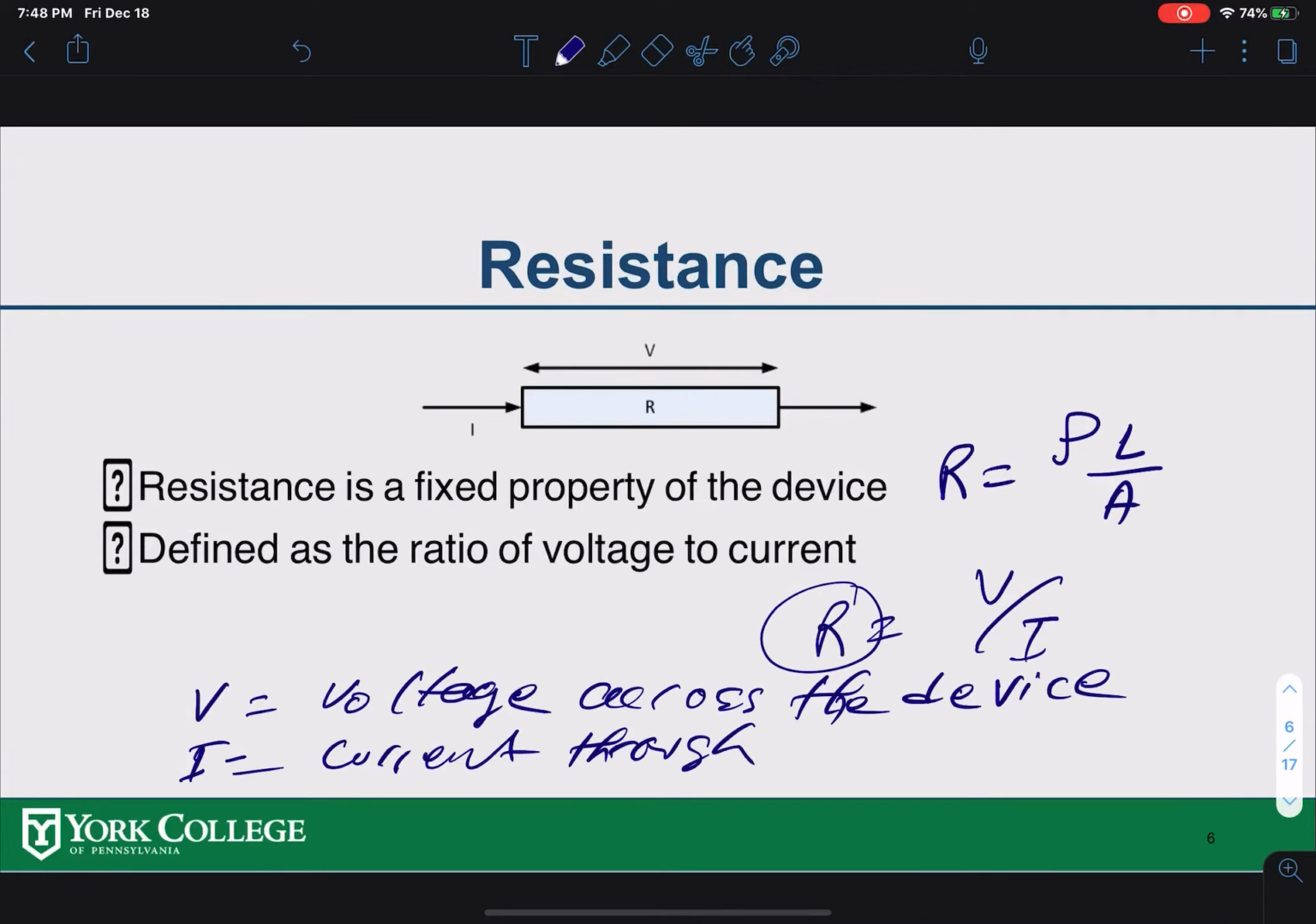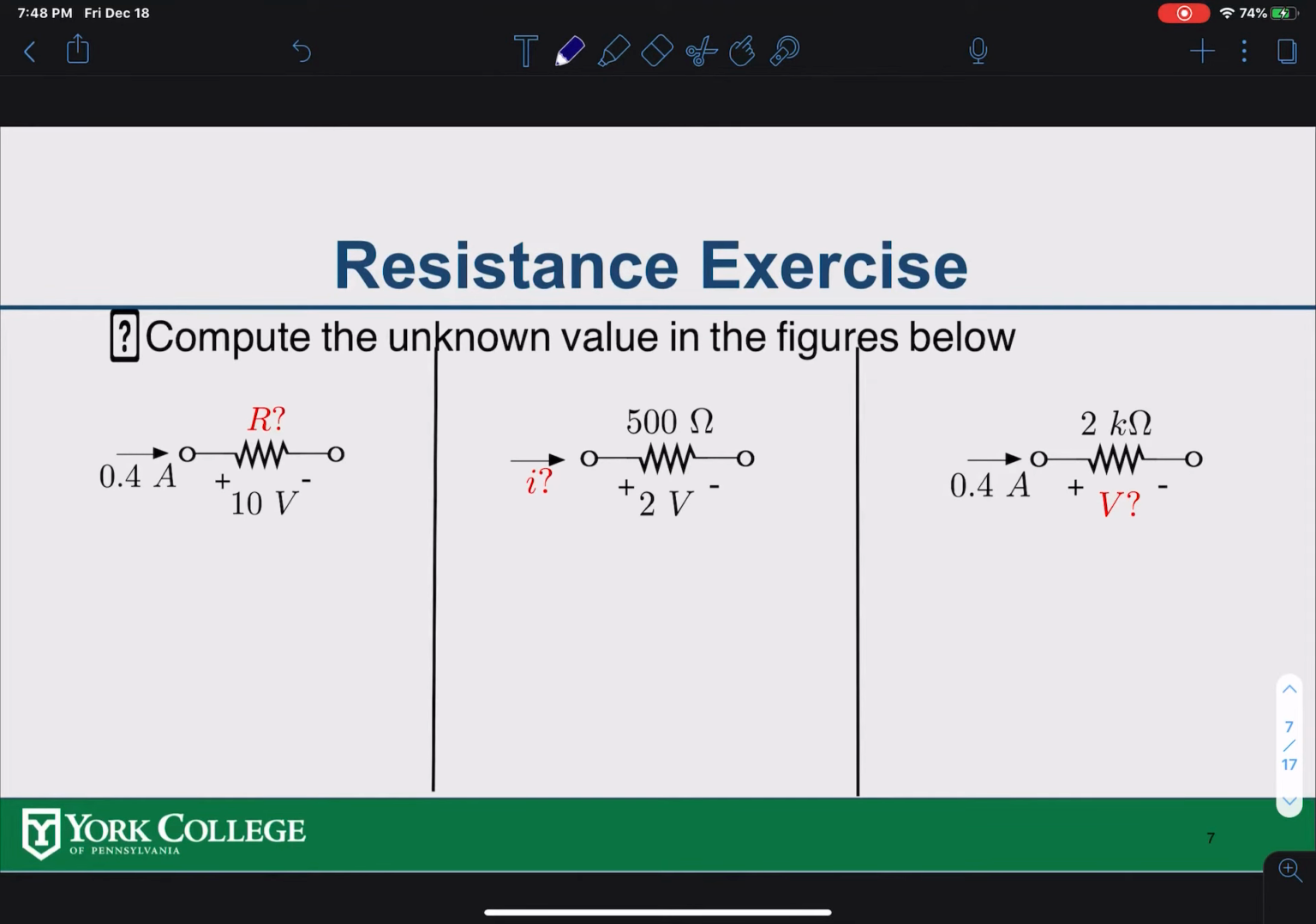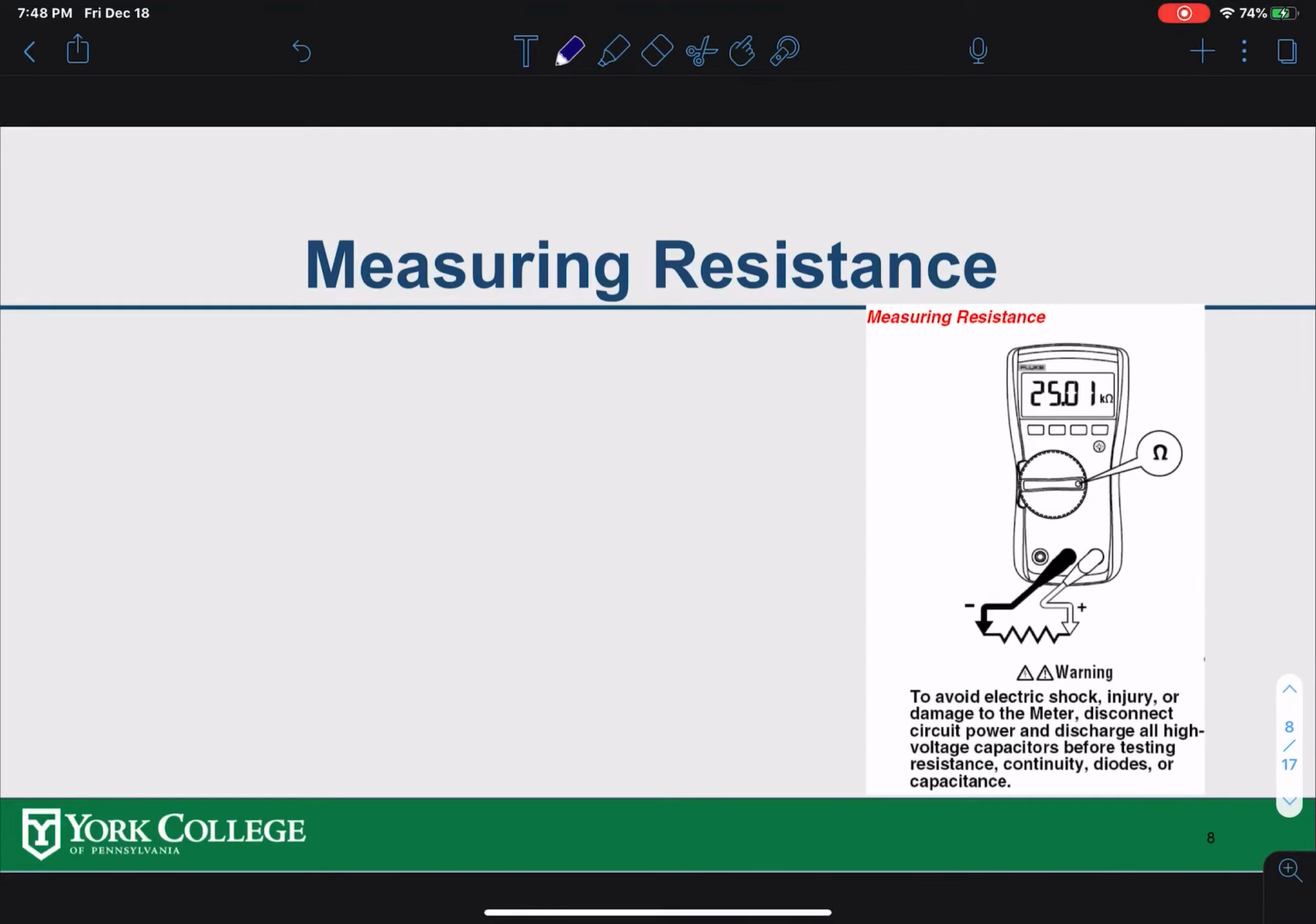This is very important here. We're not talking about any other current. We're talking about the current going through that particular device, and we're not talking about any other voltage. We're talking about the voltage that's just across that device. So that's very important. If we know the voltage across the device and the current through the device, we can easily find the resistance by finding the ratio. All right, and we're going to do this in class with a practice problem here. So measuring resistance is very simple.